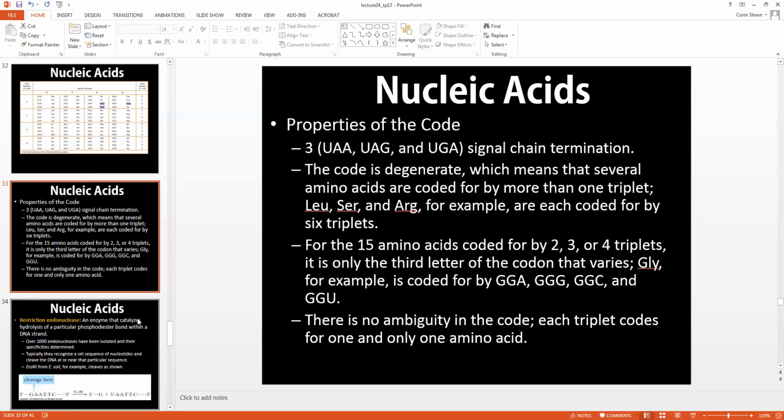And then for the 15 amino acids coded for by 2, 3, or 4 triplets, it's only the 3rd letter of the codon that varies. So glycine, for example, is coded for by GGA, GGG, GGC, and GGU. There's no ambiguity in the code. Each triplet codes for one and only one amino acid.